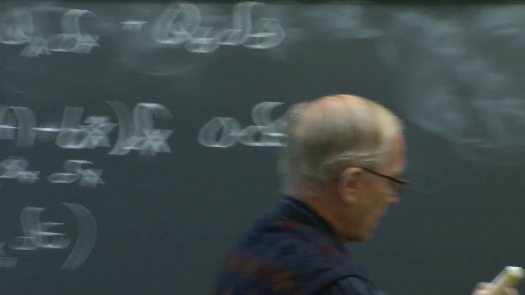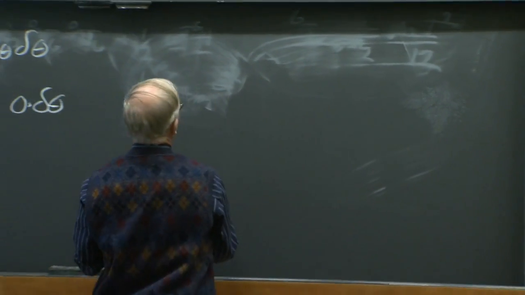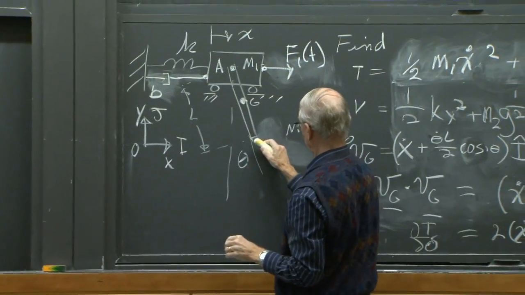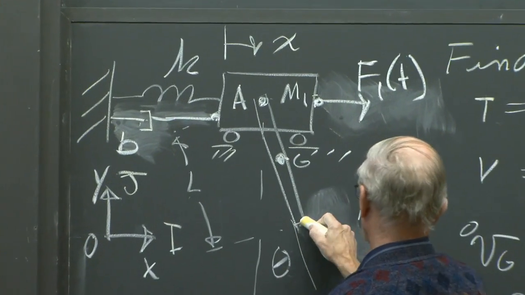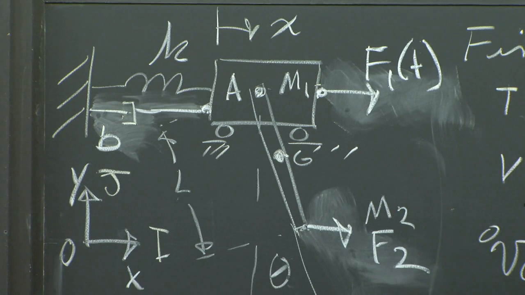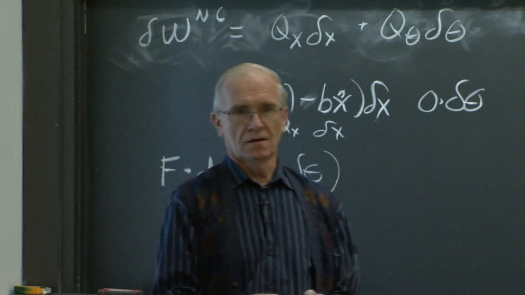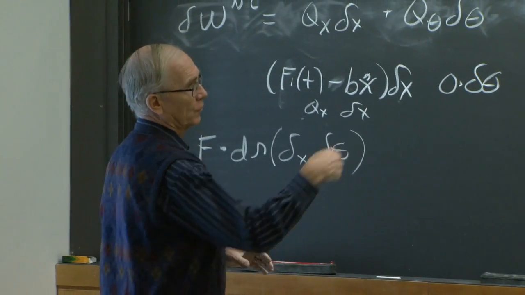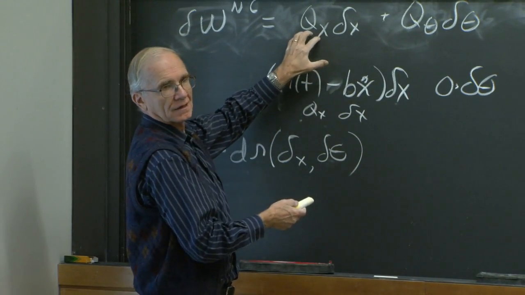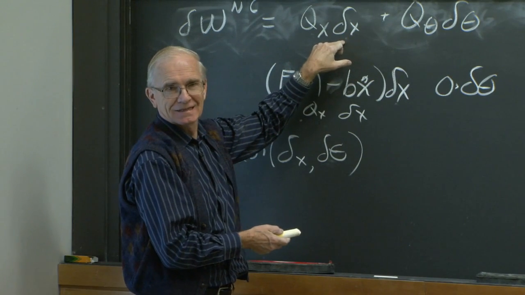So let's make the problem a little bit harder for a second. Let's apply a horizontal force here. We'll call this F2. So now, what is the work done in this system? We now have an additional force. Is there any work done because of delta x?